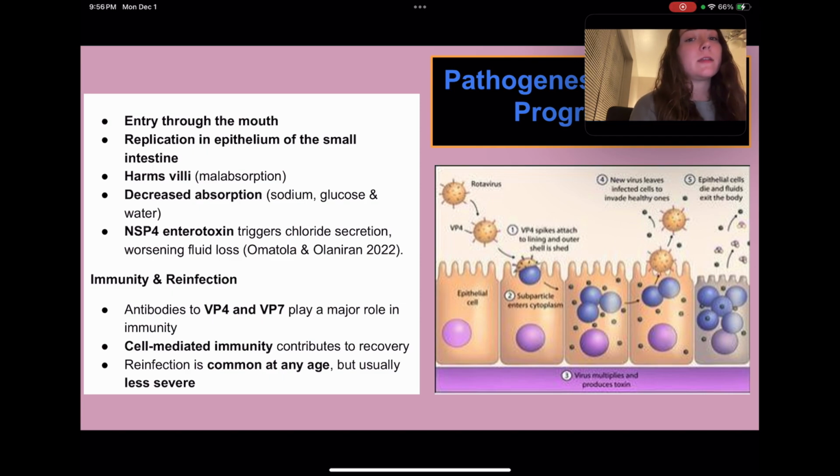Immunity and reinfection. Antibodies to VP4 and VP7 play a major role in immunity. Cell-mediated immunity contributes to recovery, and reinfection is common at any age, but usually is much less severe.